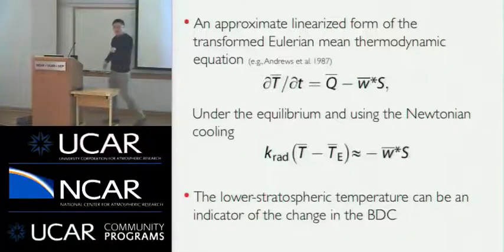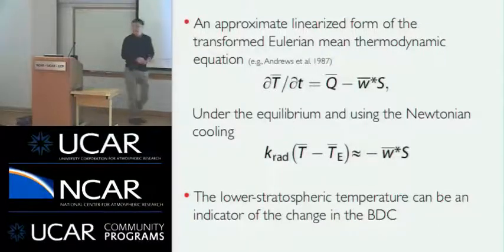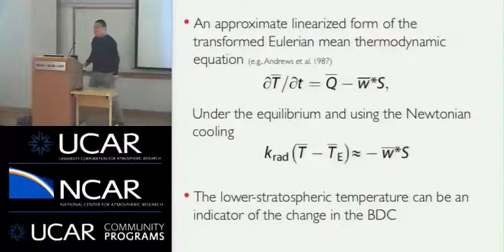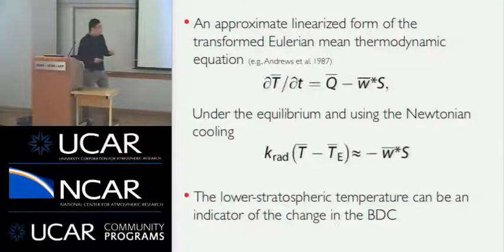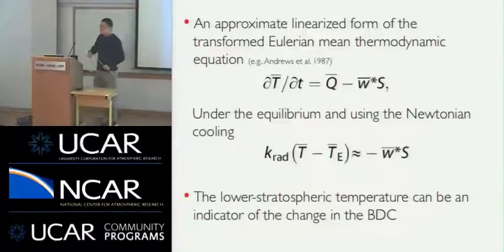Is that clear now? I think so. We'll see. That was definitely my question. In the real world, the change of this is due to both the change of this and the change of this. Conceptually, at least, this carries a signal of the Brewer-Dobson circulation, although it could also have other signals that we need to take care of.